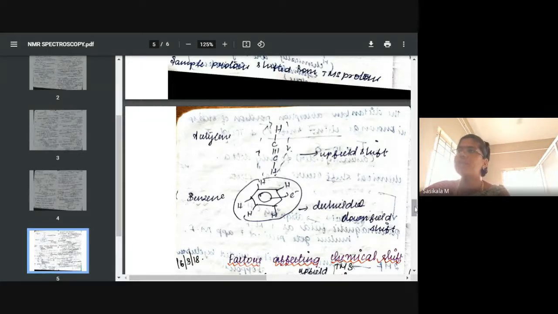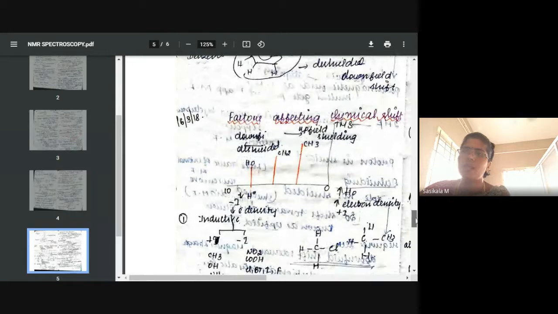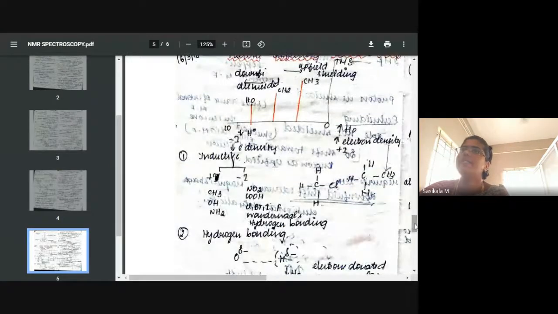Okay. Now let's see what the factors affecting chemical shift are. So with this we'll complete. The factors affecting chemical shift, upfield and downfield, shielding and all, we have already discussed. The factors are quite similar to the factors we have seen under IR. Inductive effect, we have already seen, is an electronic effect. Inductive effect is of plus I and minus I type. Plus I effect is due to electron donating groups, whereas minus I effect is due to electronegative, electron attracting groups. So what are the electron donating groups? CH3, OH, NH2. What are the electron attracting or electronegative groups? Nitro group, carboxyl group, halides, all these.